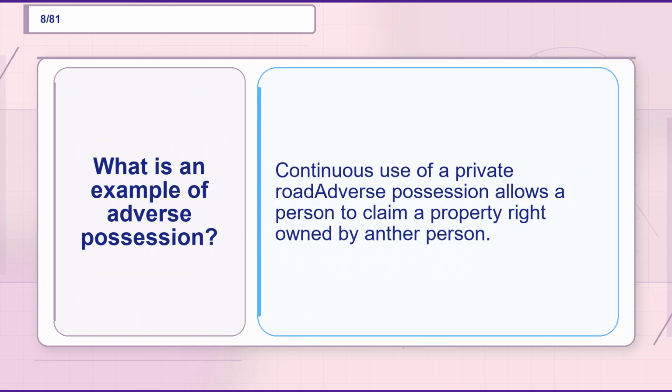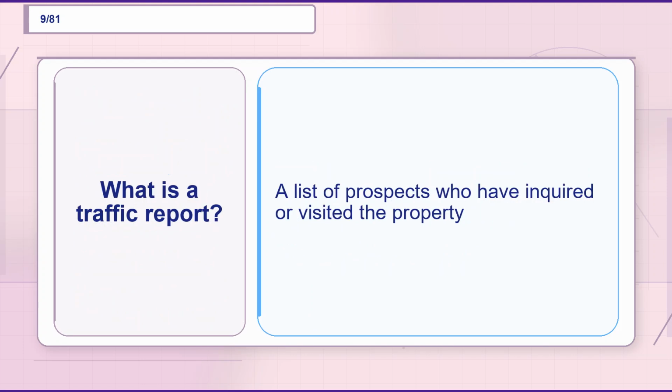Flashcard 8. Term. What is an example of adverse possession? Definition. Continuous use of a private road. Adverse possession allows a person to claim a property right owned by another person. Flashcard 9. Term. What is a traffic report?